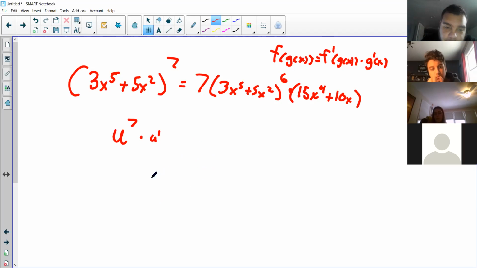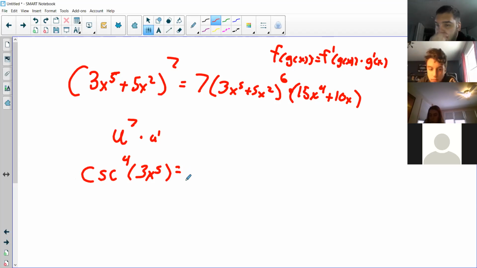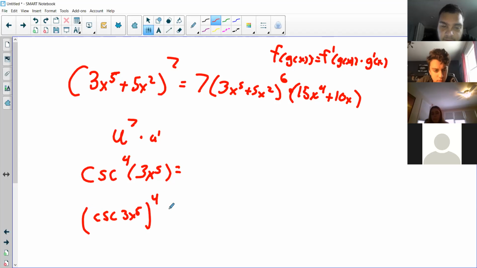Now, let's say a more complicated chain rule. So let's say with a trig inside. I want to use one that has 2 terms. We'll use cosecant again: cosecant to the 4th power, 3x to the 5th. So this one, Jay, might be one of those questions you meant, like, when do we stop chain ruling? It's hard to answer that question, so I'm going to say you just keep going until there's nothing left to chain. So remember, cosecant to the 4th power, you could also look at it as cosecant 3x to the 5th, all to the 4th power.